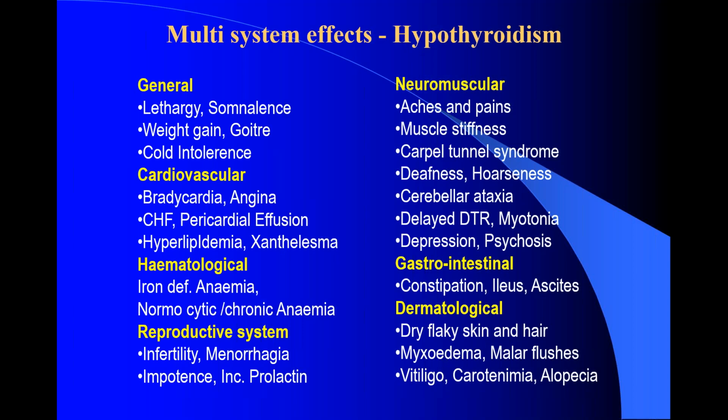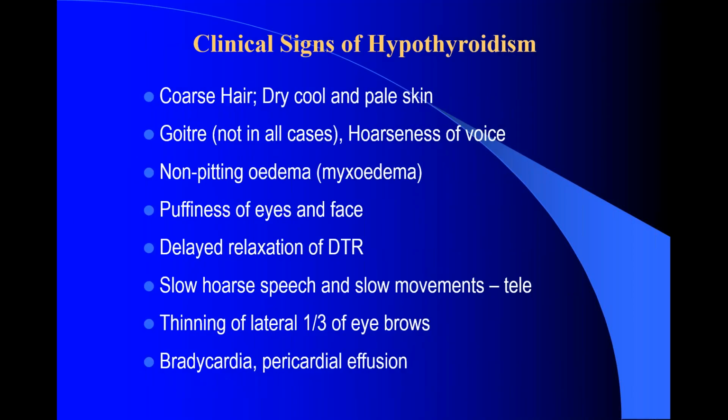You will see other few slides also. The patient can go into frank psychosis also. Then in gastrointestinal symptoms, you will see that there is less movement of the gut, leading to constipation, ileus, and even ascites. Here it is constipation; you will see in hyperthyroidism it is diarrhea. Then you can have dermatological manifestations like dry, flaky skin and hair. The patient can have myxedema, malar flush, vitiligo, or alopecia, and even carotenemia.